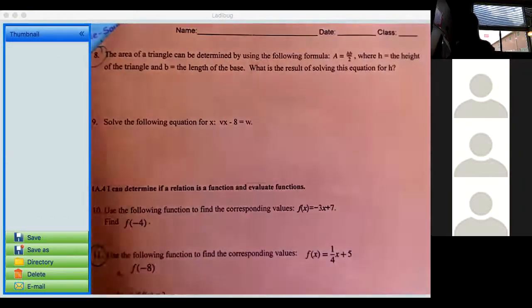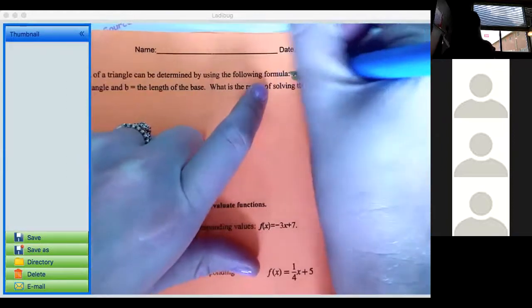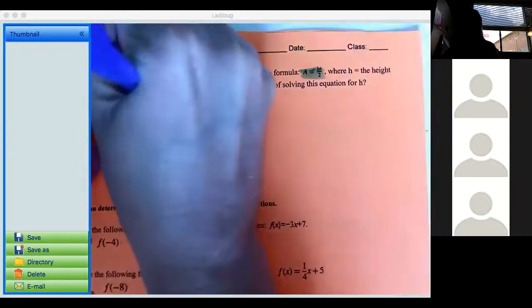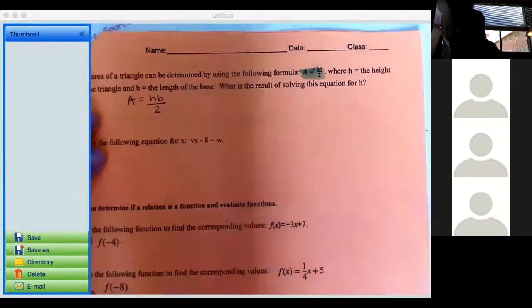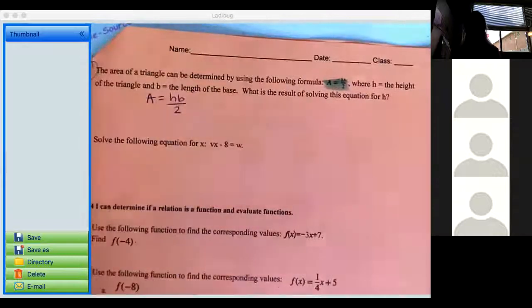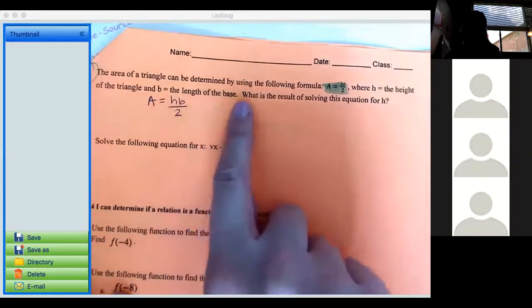So area of a triangle can be determined using this formula. I'm going to copy this formula down because this is what we're going to use. A equals HB divided by 2. You don't have to remember it right now. You'll have to remember it when we get to unit 4 because we'll be using it. H is the height, B is the base. You guys know that from middle school, I think.